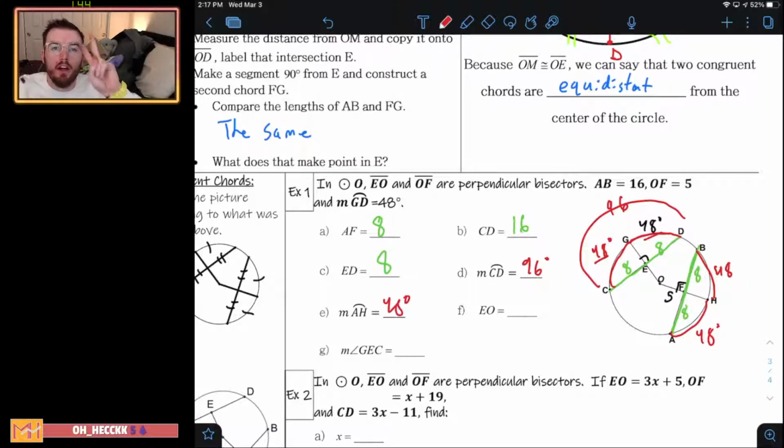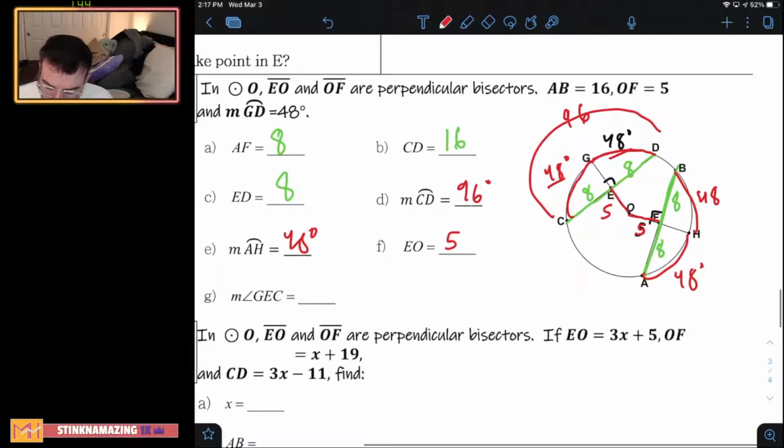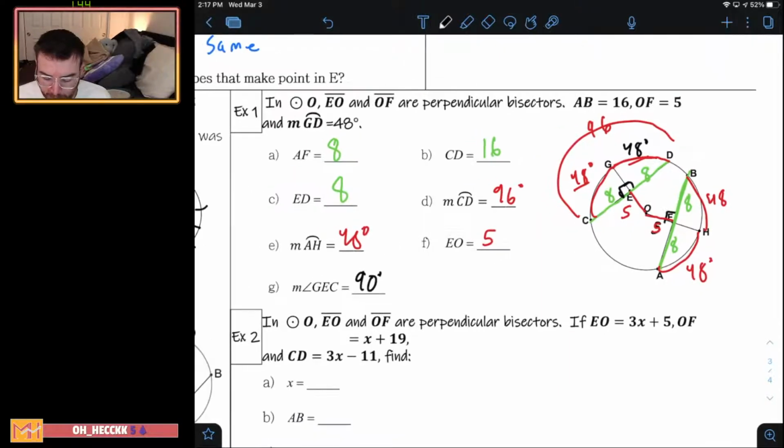The chords are equal distance from the center. So if OF is 5, then EO is 5. And they are perpendicular bisectors, so therefore that is a right angle. They're just reflections of one another. You can look at it that way, right? You could draw a line right down the middle of this, and everything is going to match up.